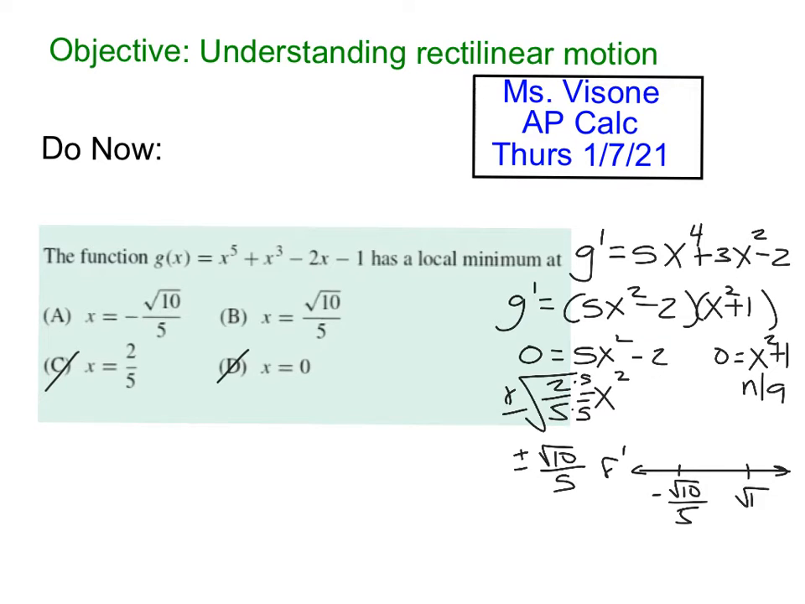I think in this case it's easier. So if I plug in like 10, right, I'm plugging into here the first derivative, that would be a positive and a positive. Plug in 0, that gives me a negative and a positive, and then negative 10. So local min would be positive root 10 over 5, so the answer is B.